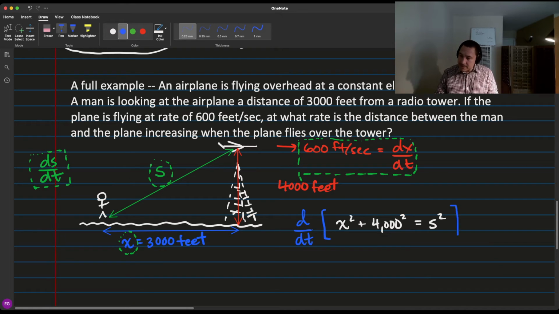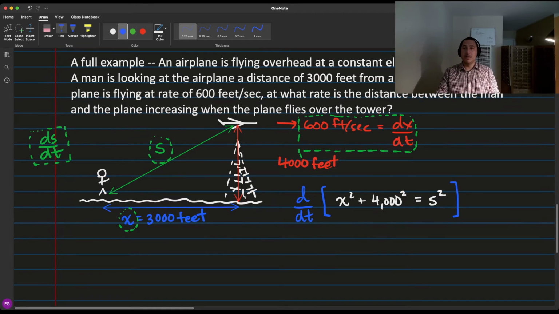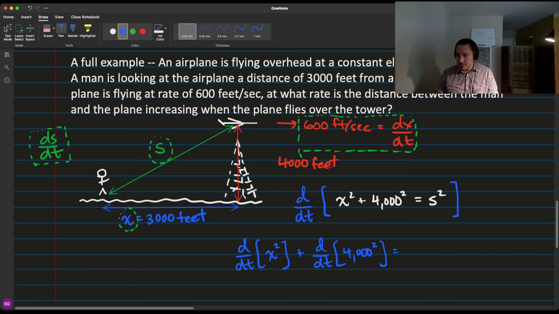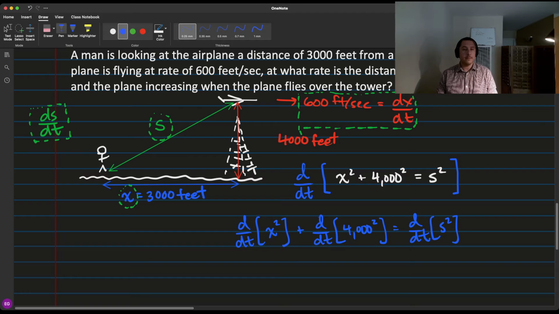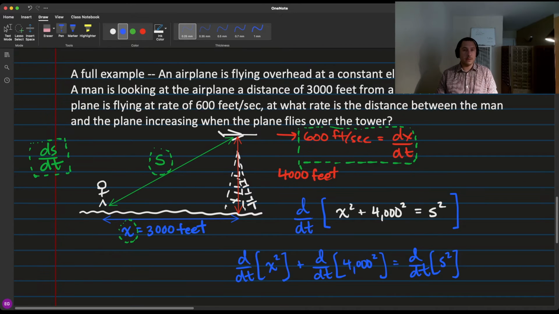And this is where implicit differentiation comes into play. You have to take the derivative with respect to t of x squared. You have to add to it the derivative with respect to t of 4,000 squared. And then you have to take the derivative with respect to t of s squared. No, because the 600 feet per second is dx/dt, not x.